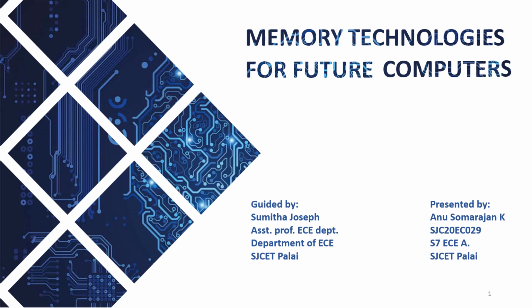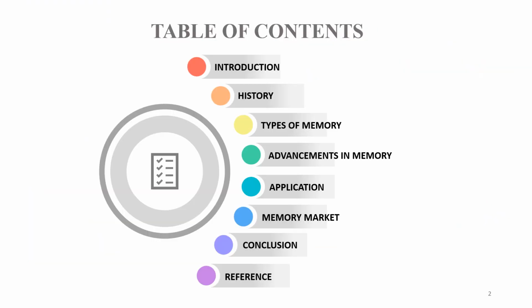So I'm going to discuss memory technologies for future computers. So let's move on to the topic. These are the table of contents that I would like to discuss. First we will begin with a small introduction. Then we will move on to the history. Then we will discuss various types of memory. Later we will discuss its advancements. Then we will see some applications of the memory, and then we will see the memory market.